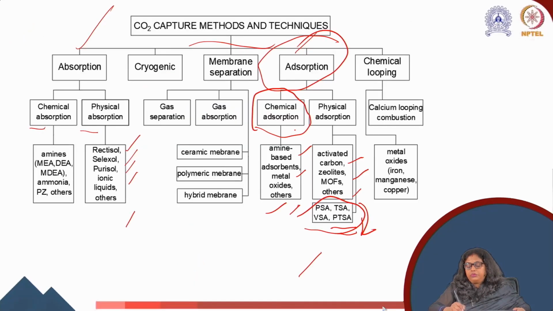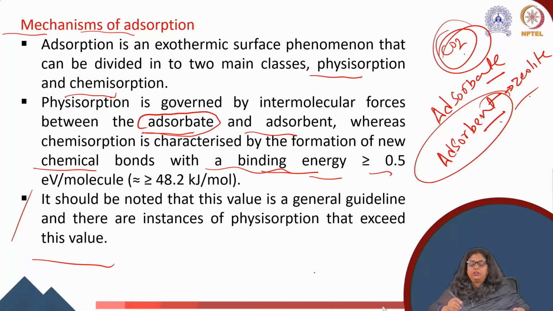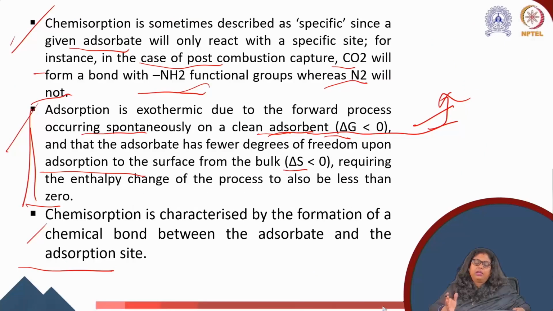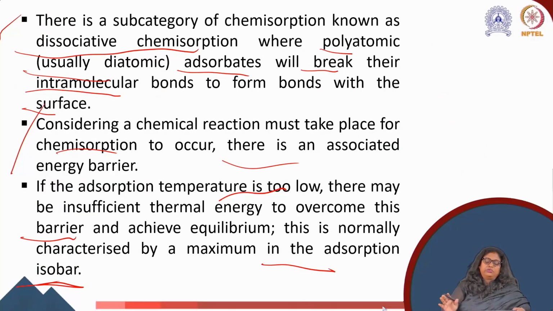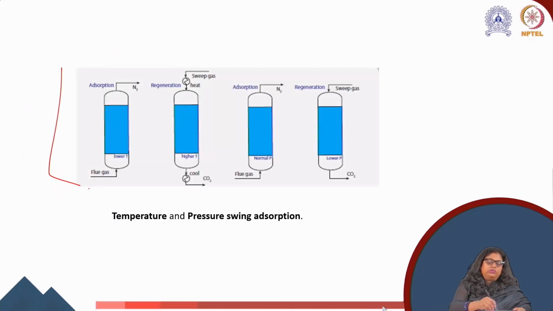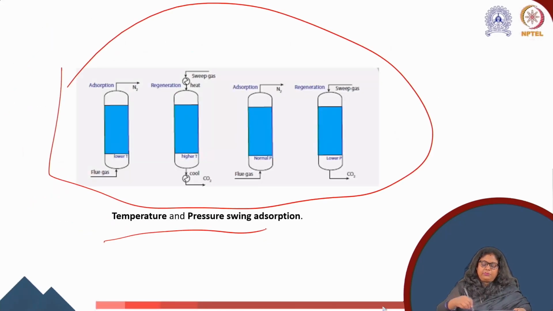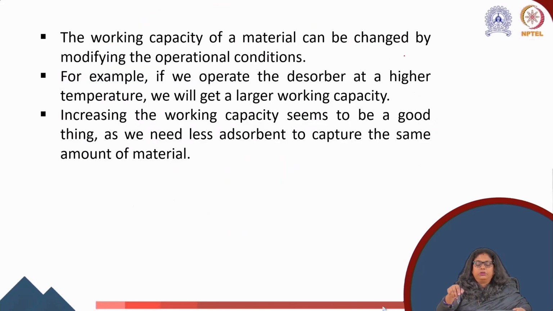So here what we are doing, we are changing the pressure and temperature, and we call it a hybrid, or a mixture of both. So this is the one we are talking about, temperature and pressure swing adsorption. Here we have the temperature, and then we are using the pressure swing operation. So we do have adsorption, and then regeneration. Here we have the adsorption, then the regeneration.